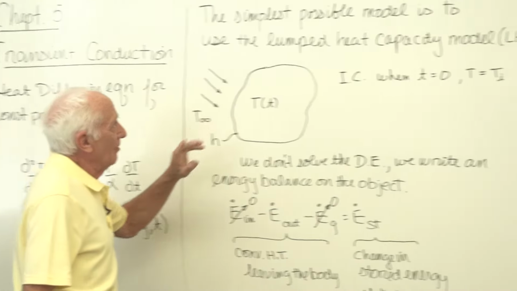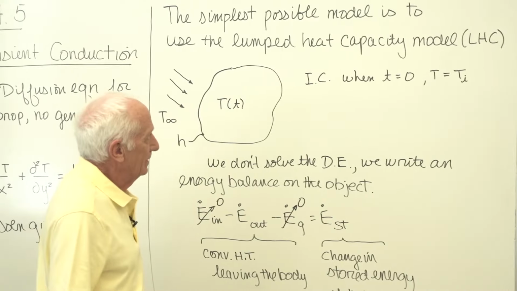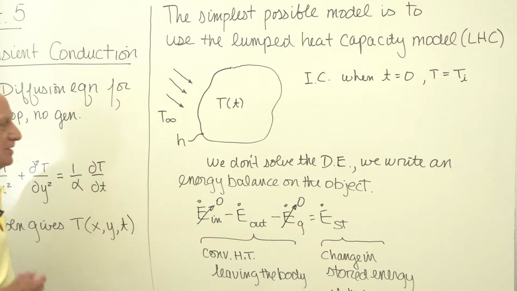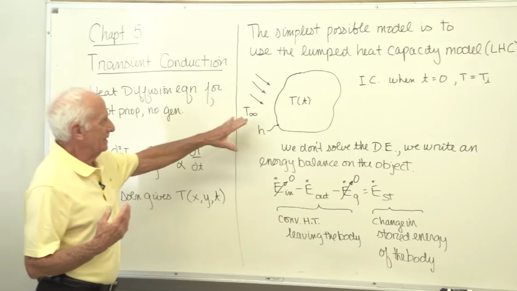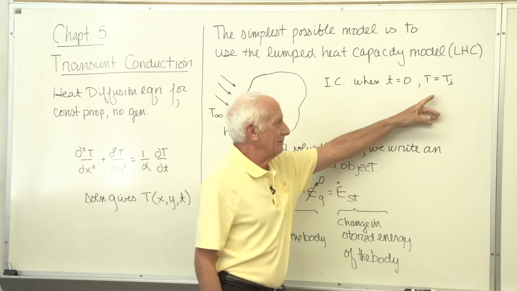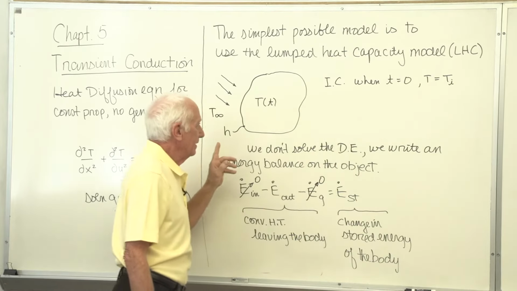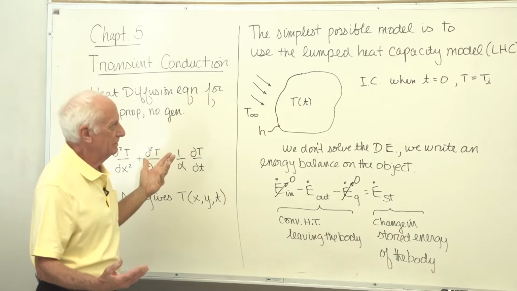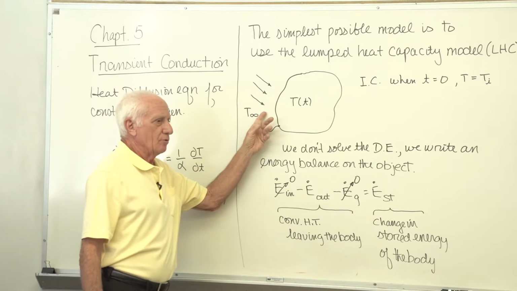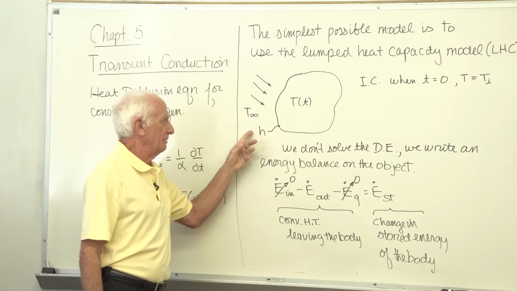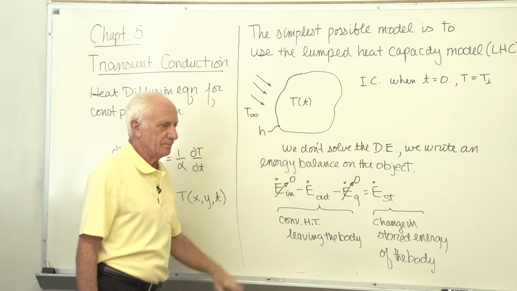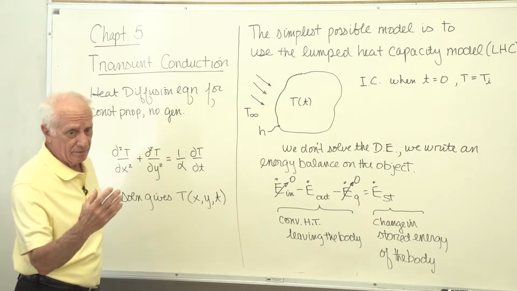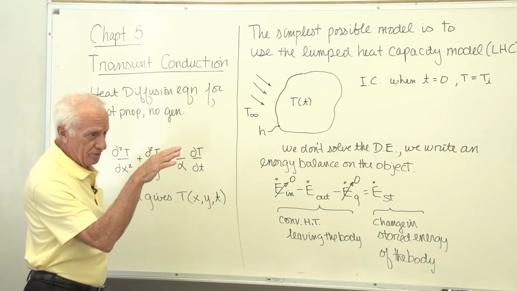This model is called the lumped heat capacity model, abbreviated LHC. Here's what the model says. Take a body initially at a temperature Ti, initial temperature, at time 0. Let's say it starts out hot. We blow a cool fluid over it at T infinity with a convection coefficient on the surface of h. With time, the body starts to cool.